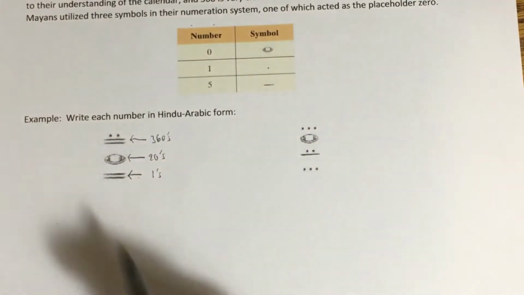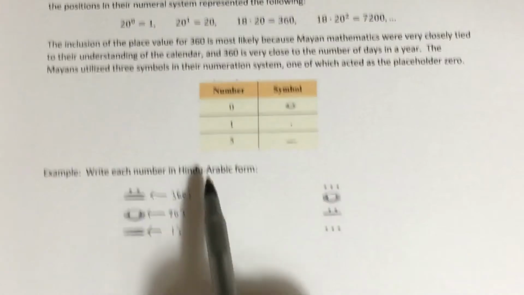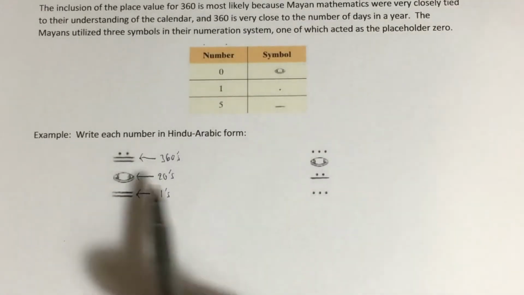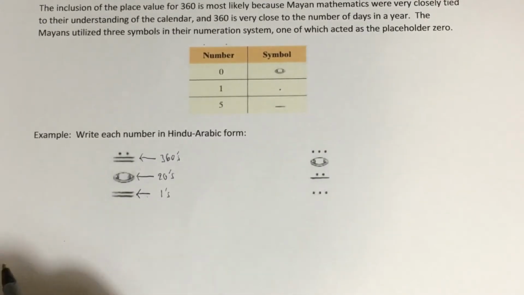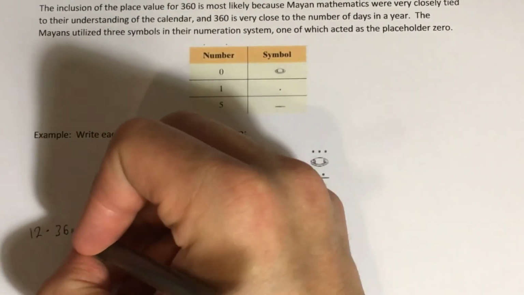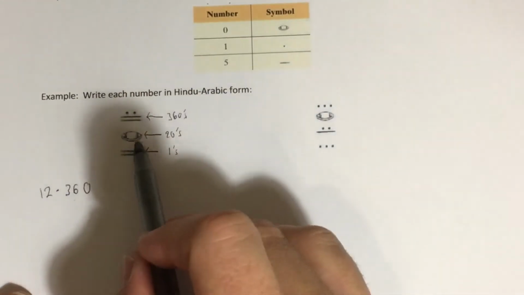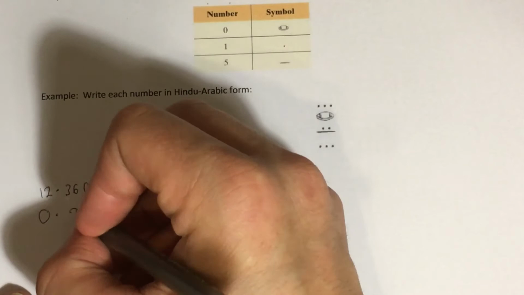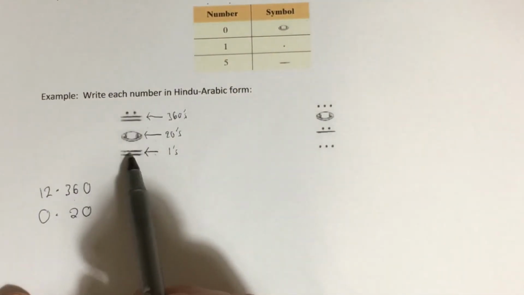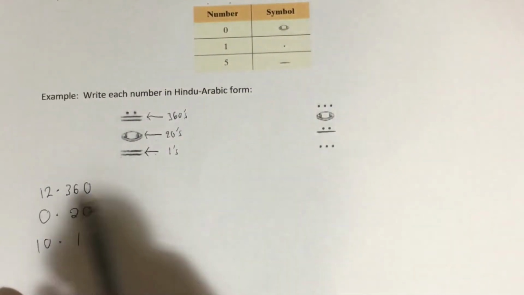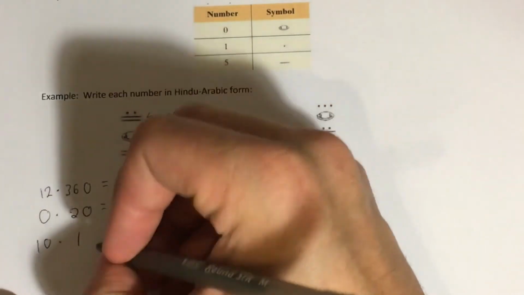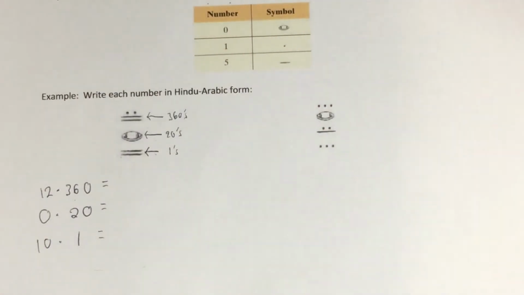Okay? And then how do we read the symbols? Well, 2 bars. Remember, a bar is representing the number 5. So 2 bars would be 10. This is 0. 2 bars and 2 dots, that's 2 5s and 2 1s, which would be 12. So my face value here is 12. It's in the 360s place, so I multiply that by 360. I have a face value of 0 in the 20s place, that's like 0 times 20. Face value of 10 in the 1s place, that's like 10 times 1. And if we added those up, we would get the number that we're looking for. So let's determine what each of these products are equal to.